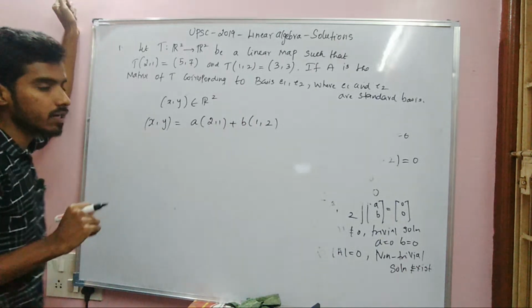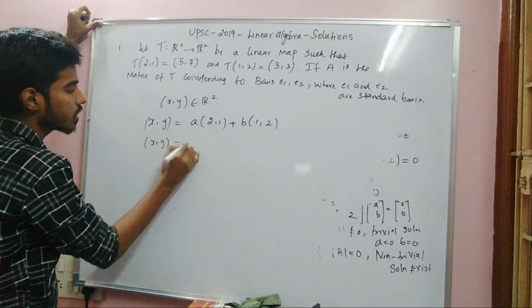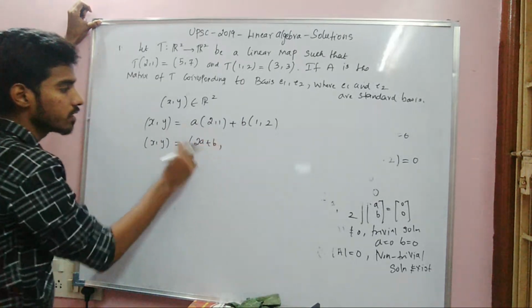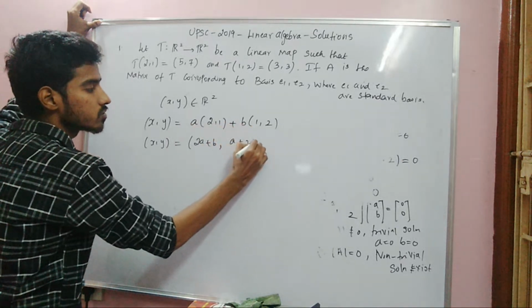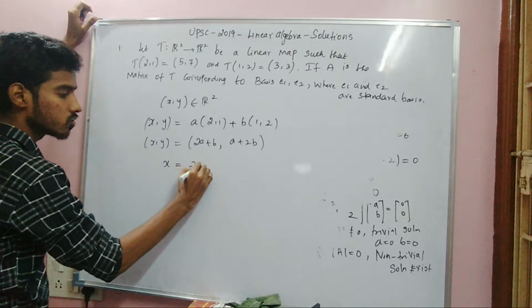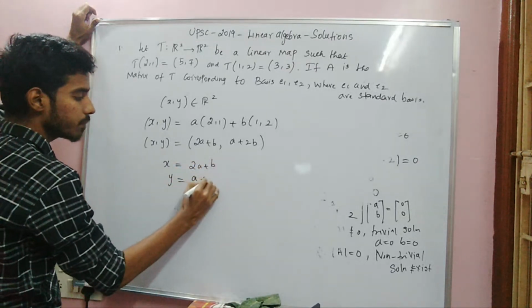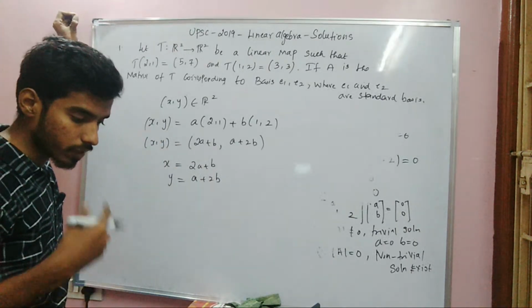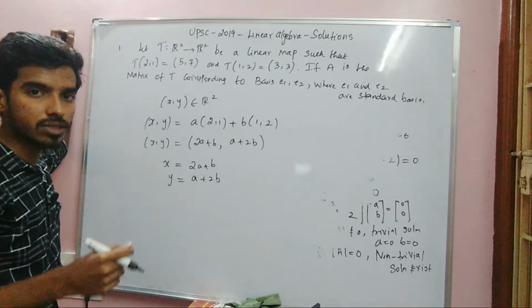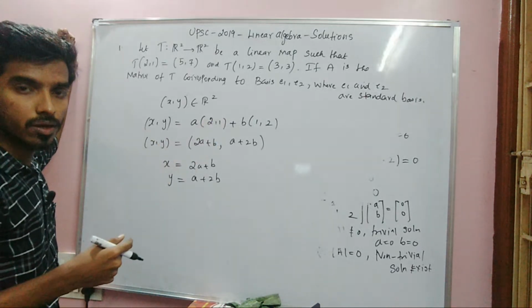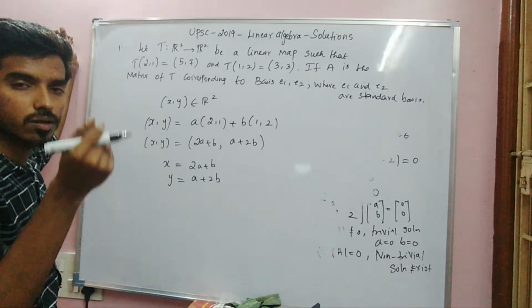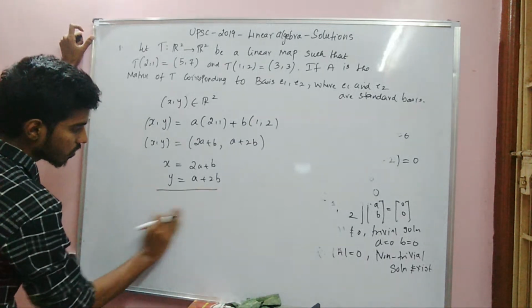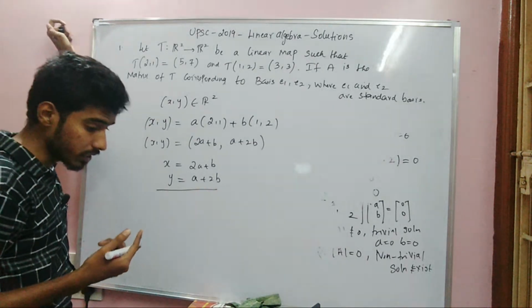Now we need to find x and y. So I can write (x, y) is equal to (2a plus b, a plus 2b). This means x is equal to 2a plus b and y is equal to a plus 2b. Now we need to find x, y in terms of a and b, because a and b are real numbers. You have to find x, y with the help of only a and b. So how can I find x, y?